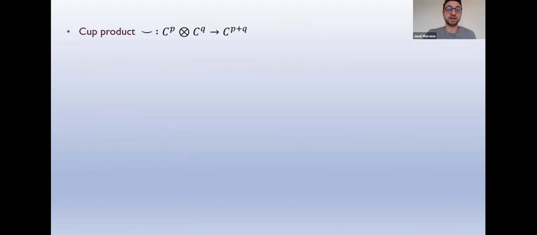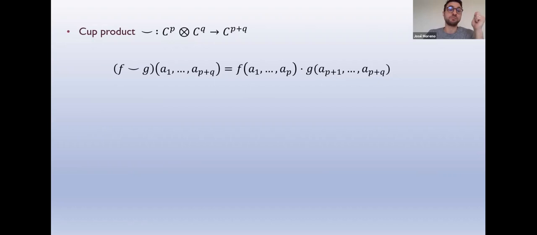If you take a linear map F with P inputs and G with Q inputs, then you can evaluate F at the first P components, G at the last Q components, and you multiply using the product in A, and you have another product here. So far we have the DGA structure.